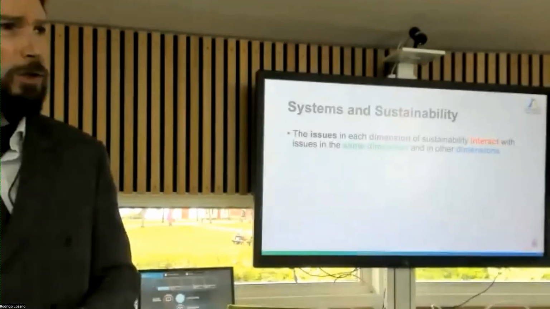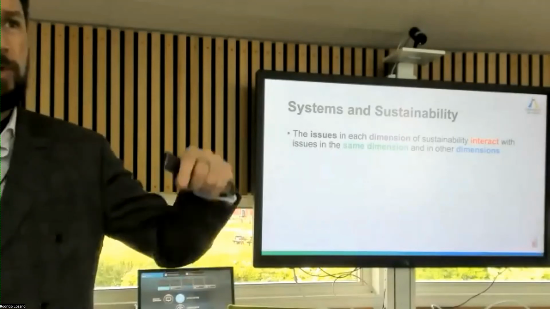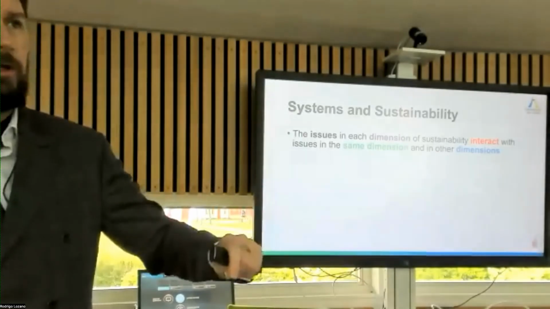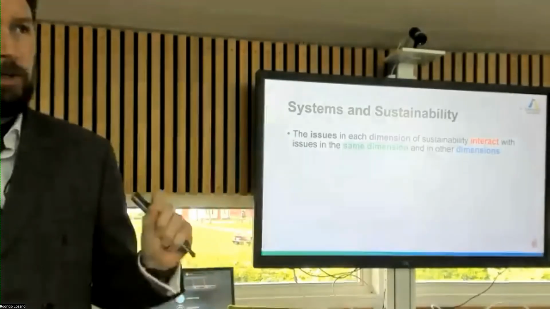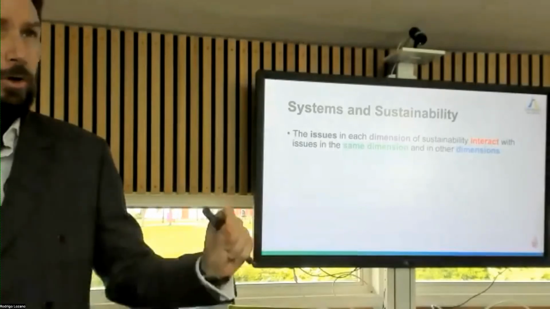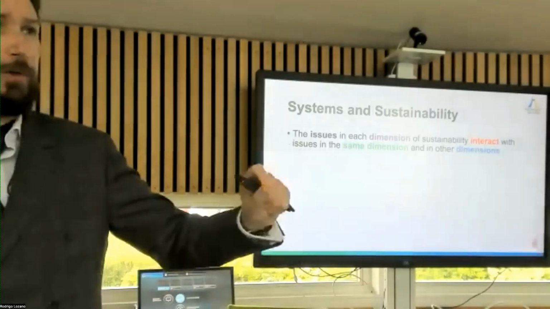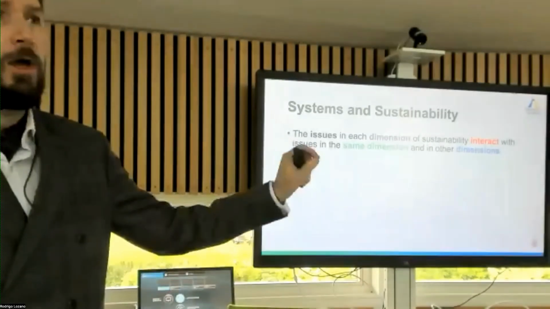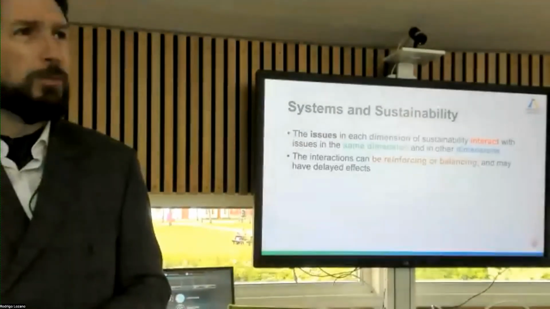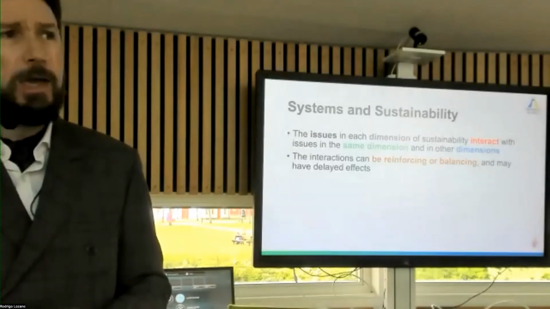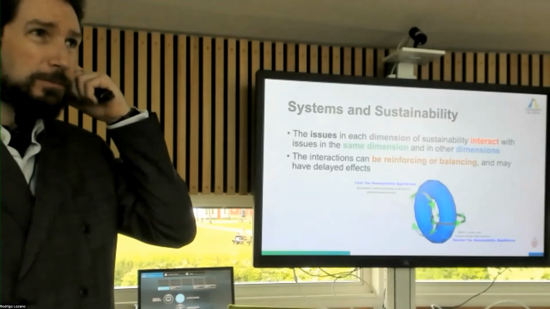The issues in each dimension of sustainability interact with the issues within the same dimension, but also with the issues in the other dimensions. So that means that if you're going to start creating value, monetary value, you're connecting with cost, right? But you're also connecting with how that is going to be affecting your workforce, your volunteers, and the impacts that you have on the environment from your products. The interactions can be reinforcing or balancing and may have delayed effects. You remember this graph? Yeah.